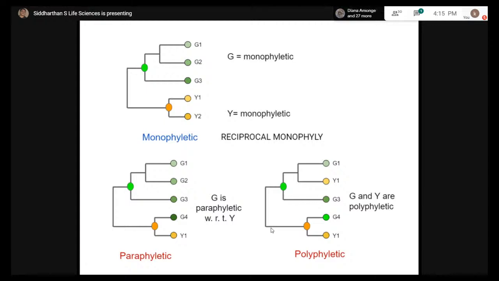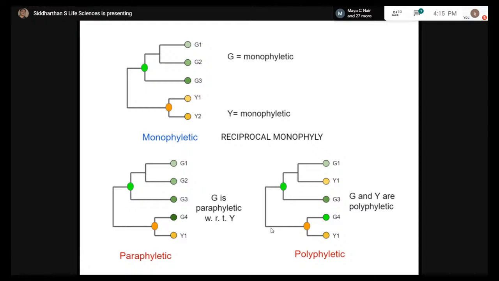In paraphyletic condition, one of the species of the genus G is found nested within the clade of a genus Y. So that's kind of paraphyly. And polyphyly is a condition where the species of genus G and Y are interchanged among different clades. These are purely artificial conditions. Phylogenetic concept doesn't allow this. We just look for only monophyly.